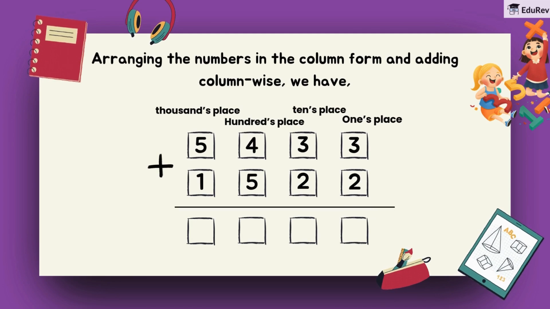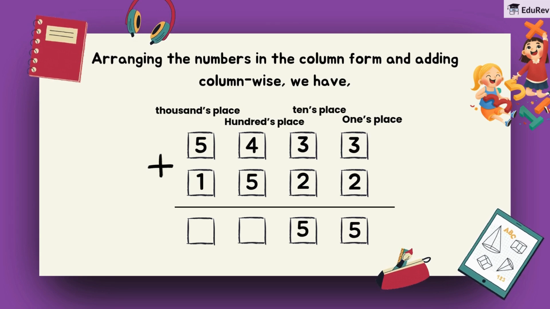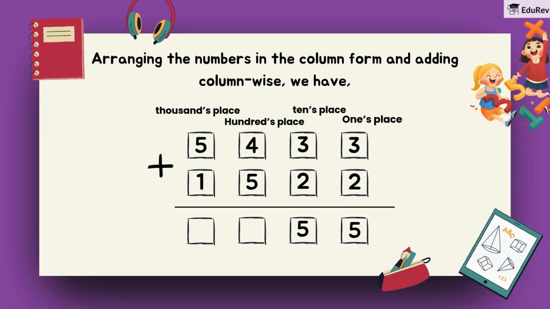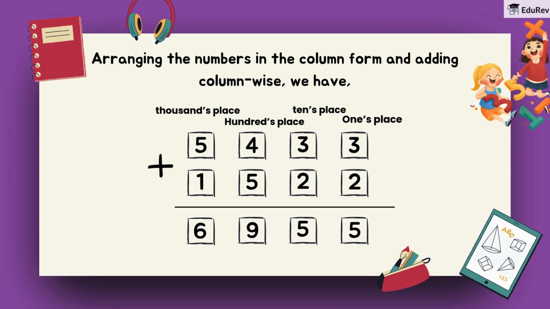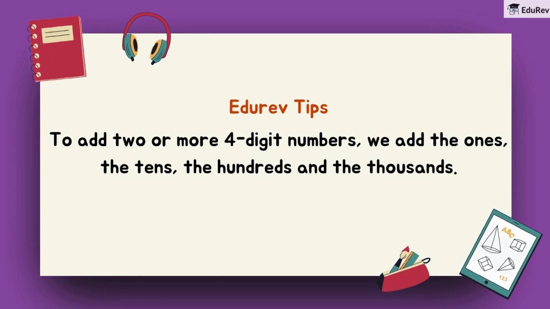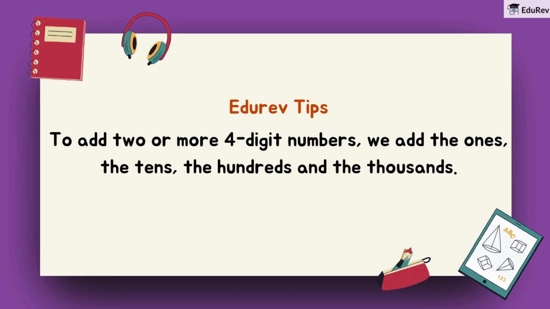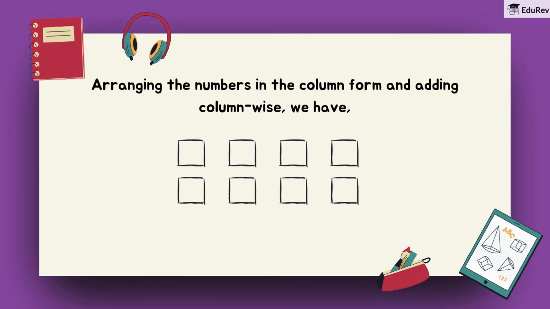Now, adding the digits at thousands, hundreds, tens and ones place, we get 3 plus 2 equals 5 at ones place, 3 plus 2 equals 5 at tens place, 4 plus 5 equals 9 at hundreds place and 5 plus 1 equals 6 at thousands place. Hence, the answer is 6955. So, addition tip is, to add 2 or more 4-digit numbers, we add the ones, the tens, the hundreds and the thousands. Now, let us try adding the numbers 3437 and 4689.